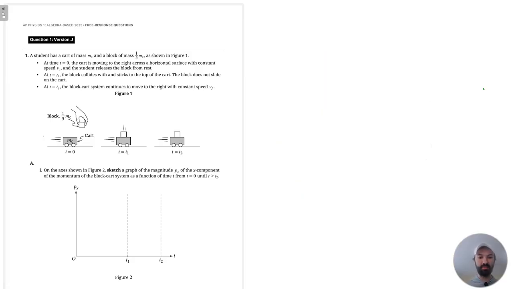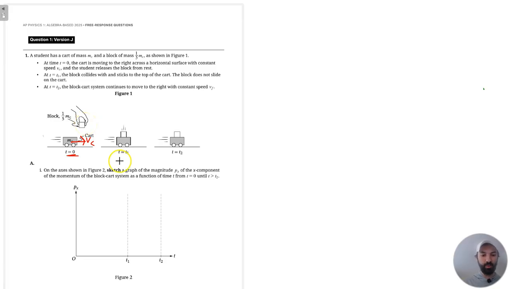A student has a cart of mass mc and a block of mass 1/5 mc as shown in figure 1. At time t equals 0, so we're right here, the cart is moving to the right across a horizontal surface with a constant speed vc. So they told us it's moving directly to the right with a speed vc, so they really kind of gave us a velocity there. And the student releases the block from rest, so the block is right here, and it is being released from rest.